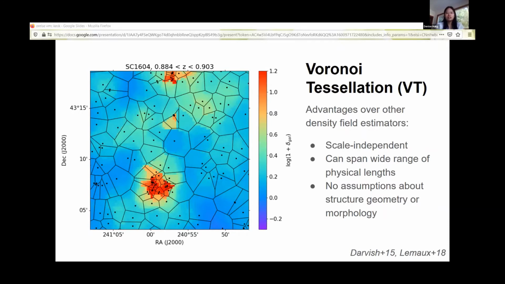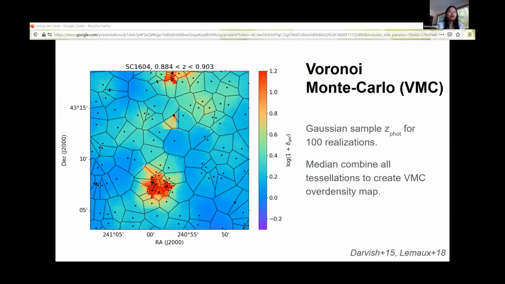Unlike other density estimators such as nearest neighbor, Voronoi tessellation is scale independent and can be used over large physical lengths. Most importantly, for finding irregularly shaped overdensities, it makes no assumptions about the geometry or morphology of structures in the field. The photometric redshifts in our data have much larger uncertainties than the spectroscopic redshifts, so we use the Monte Carlo method where we Gaussian sampled the photometric redshifts and averaged the tessellations over 100 realizations to create a final VMC overdensity map.